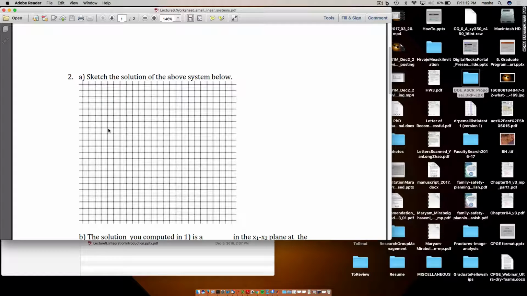So did everybody complete the first two? How do I draw a line? Any line. I need to identify 2 points on a line to actually draw a line, right? So since you have the equation, you can do that.